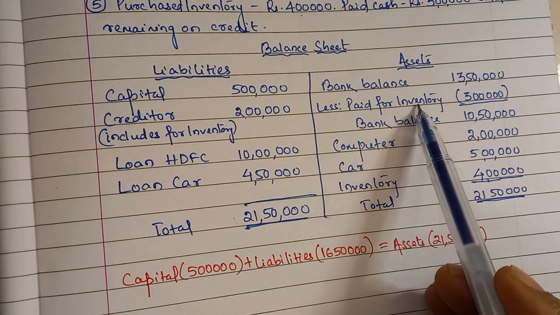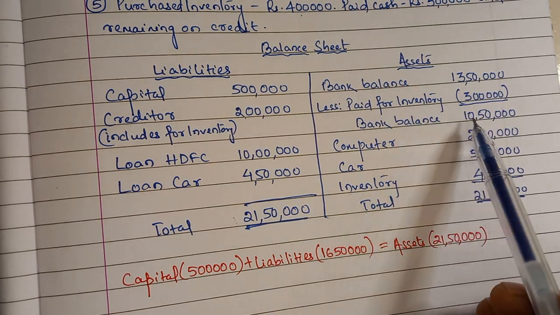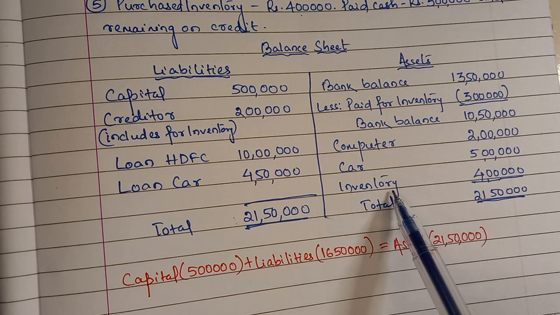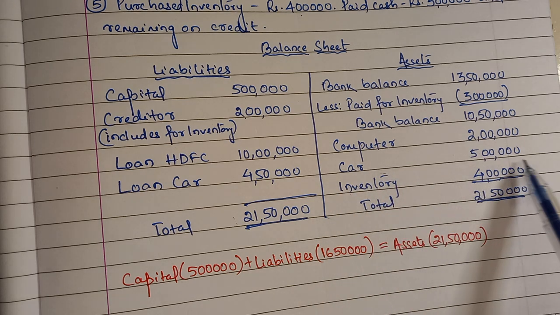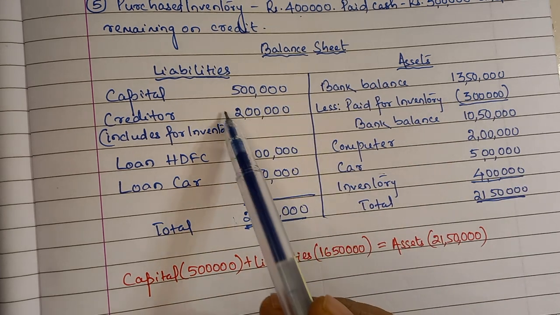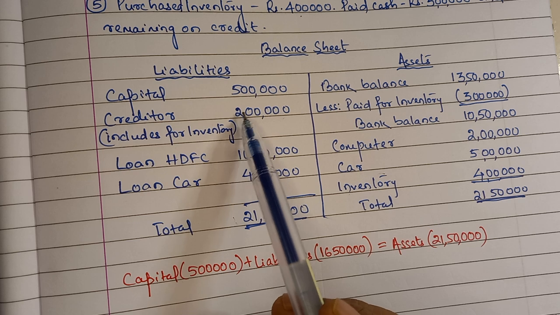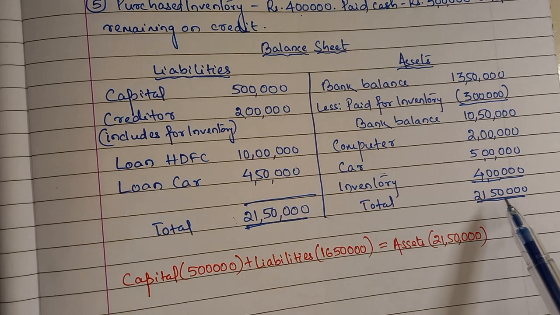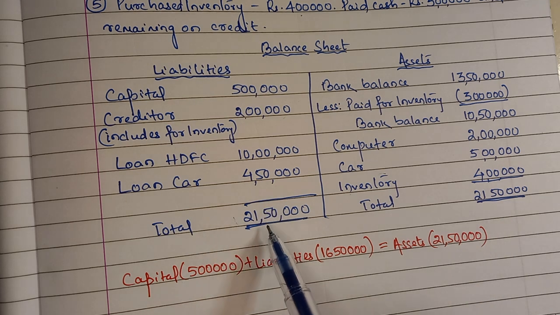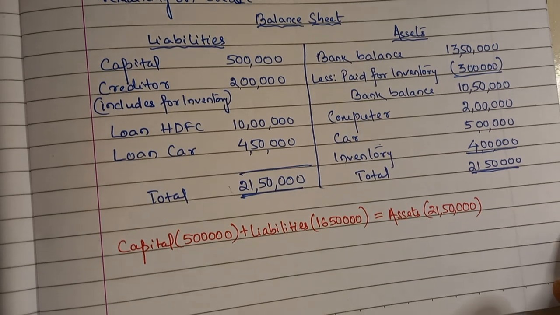Now you paid for inventory 3 lakh rupees. So net bank balance is 10,50,000 rupees. Computer 2 lakh, car 5 lakh, and now based on this transaction, inventory purchase 4 lakh is added to assets, right? So out of this 4 lakh, 3 lakh is paid in cash and 1 lakh creditor is created in this transaction. Here it is 2 lakh because it is in addition to the computer's liability. So what is the total now? Total asset is 21,50,000 rupees and total liability is 21,50,000 rupees.